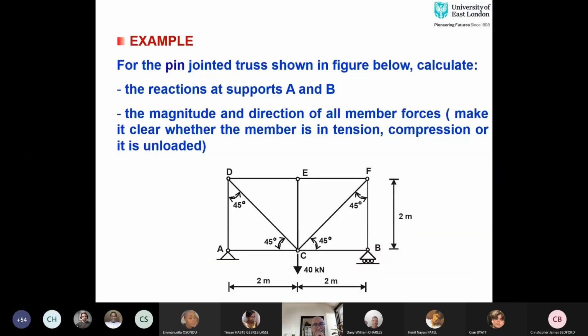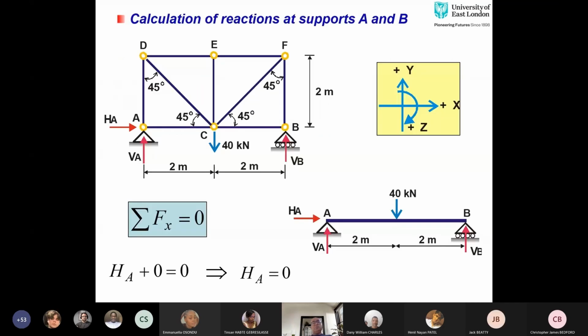Now in this example, firstly we have to work out the reactions at support A and B, and then we have to work out the magnitude and direction of all member forces. Make it clear whether a member is in tension or compression, or the member is unloaded, meaning that it has zero force. First, we have to work out reactions.